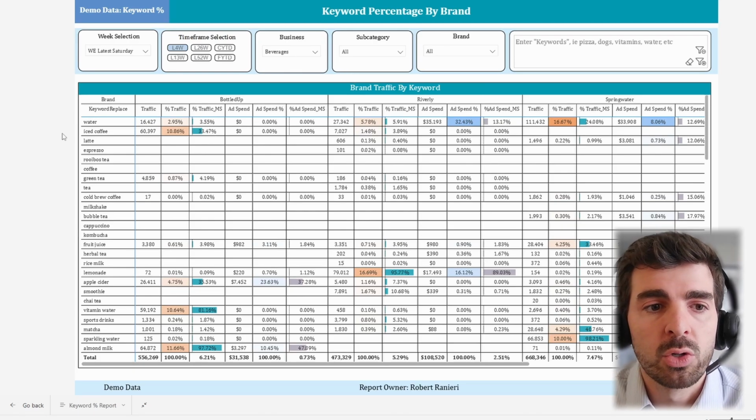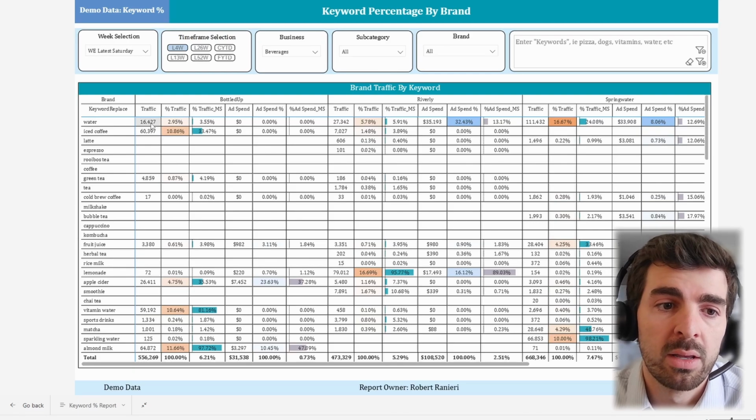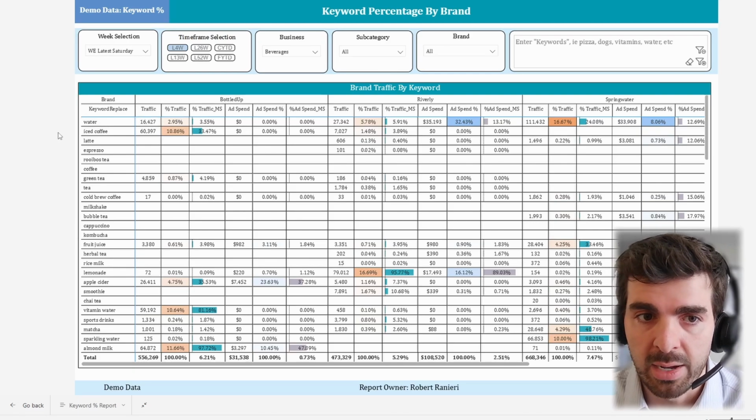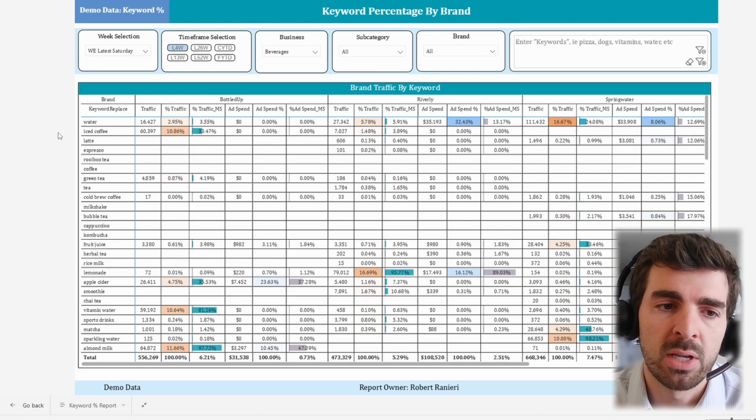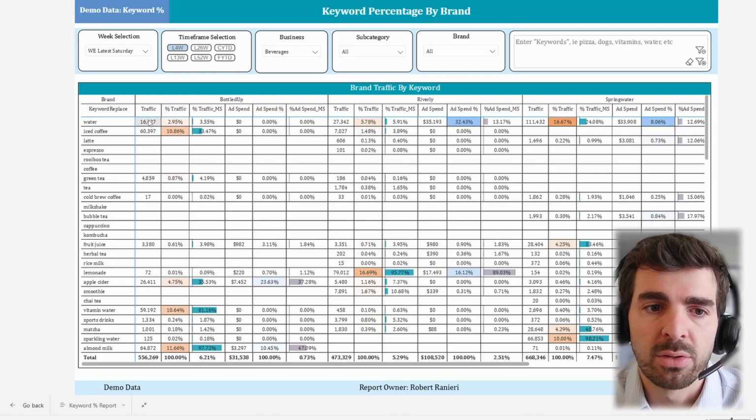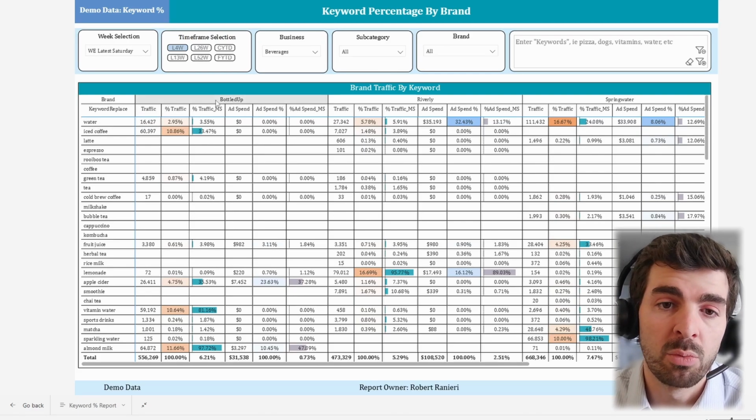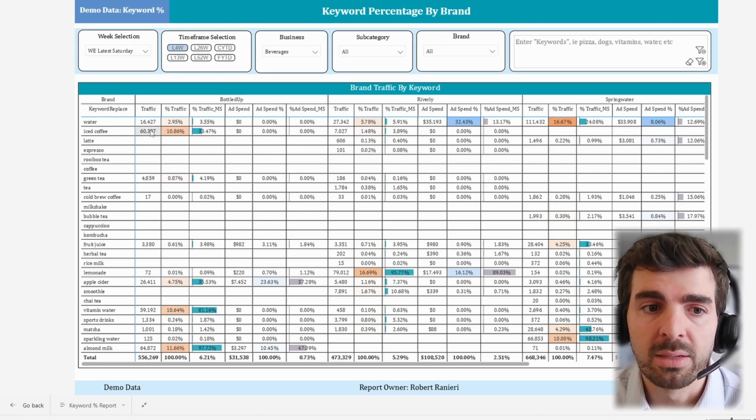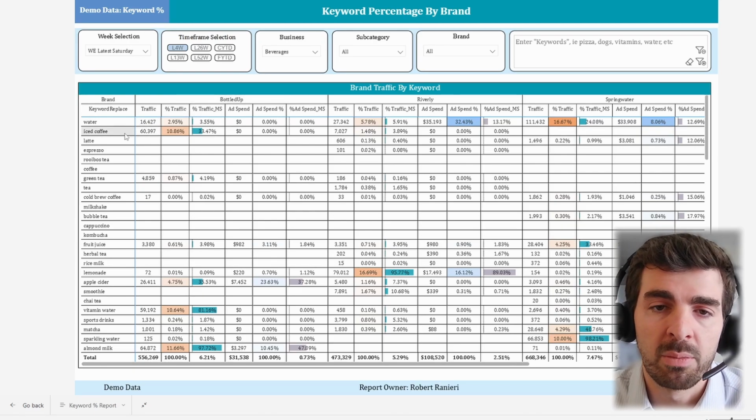Looking at the first metric, traffic, there are 16,427 clicks generated that are attributable to Bottled Up from the keyword water. Over the last 4 weeks, whenever a user has typed in water, there are 16,000 clicks that are generated that goes to the brand of Bottled Up. There are a lot more clicks that go to the brand Bottled Up generated from iced coffee.